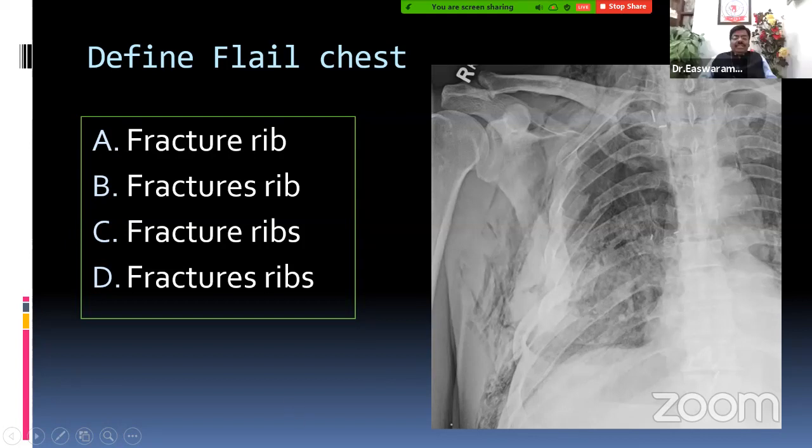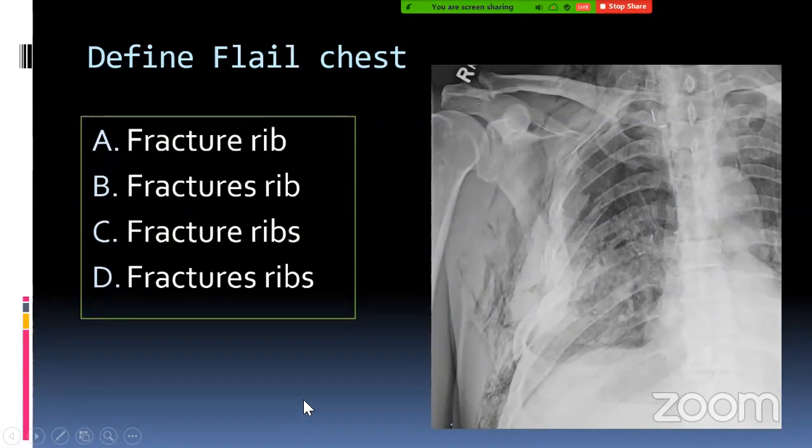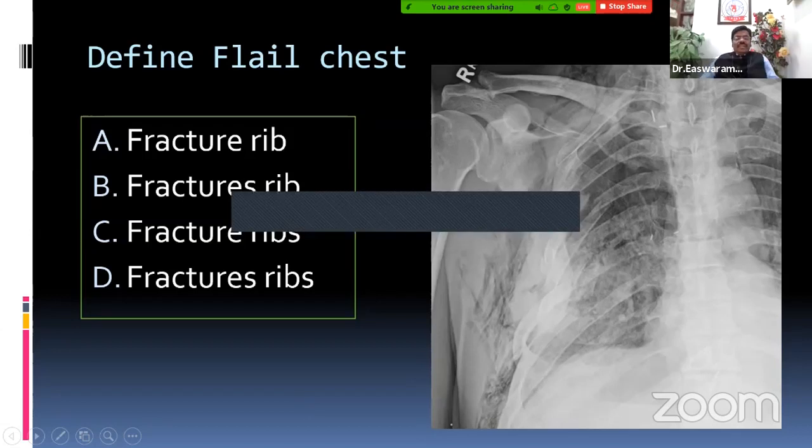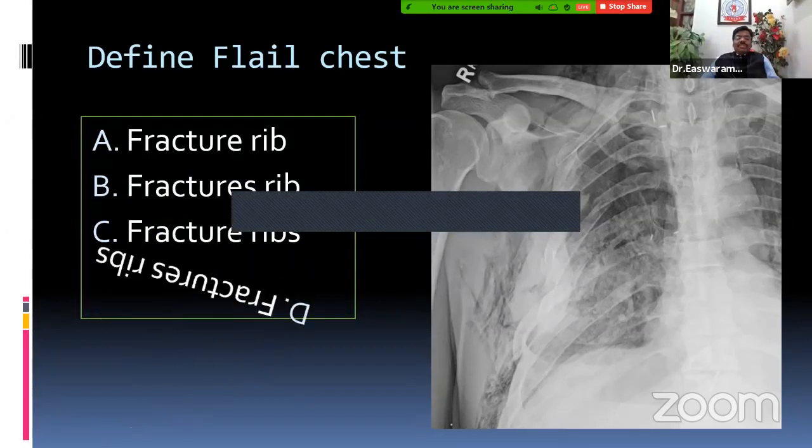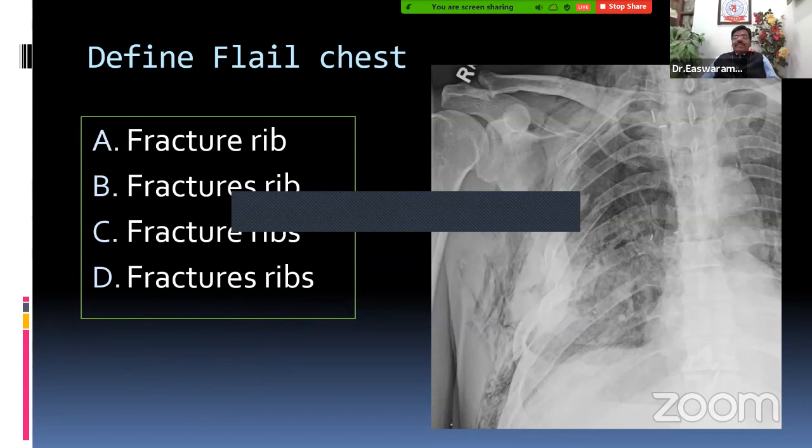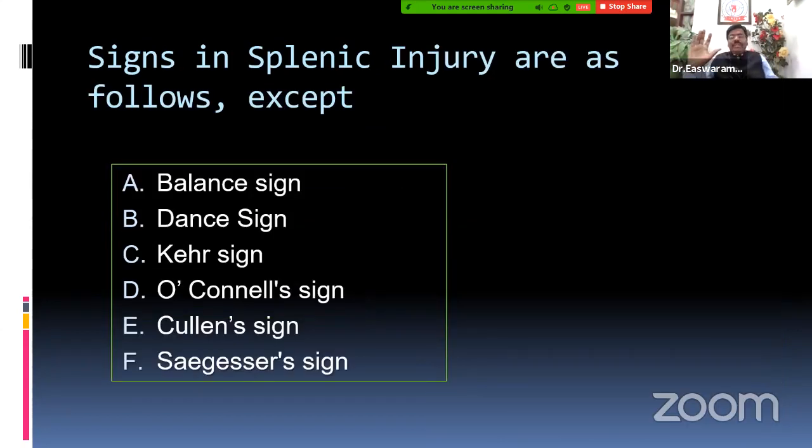And Dr. Karshan, is it? Ragadarshini, sir. Okay, Ragadarshini, well done, very well done. Fractured ribs, because fractured ribs only give you that flail segment, giving rise to the paradoxical movement. Very well said, Ragadarshini.